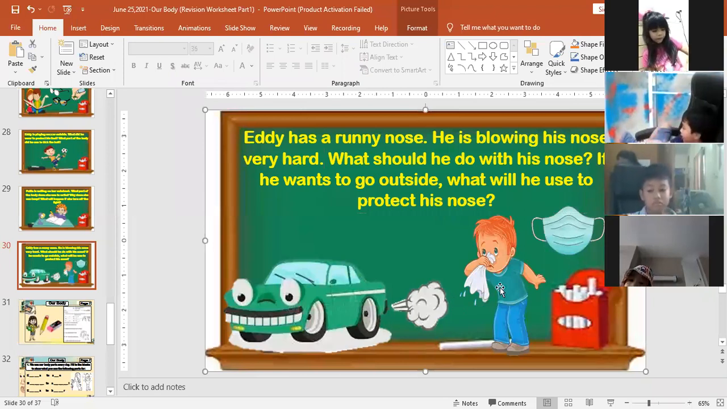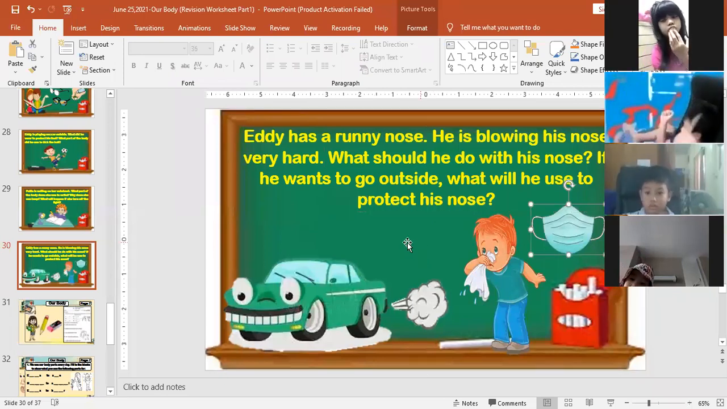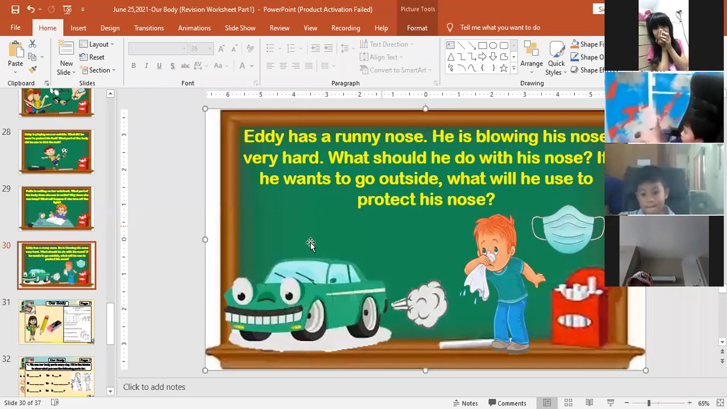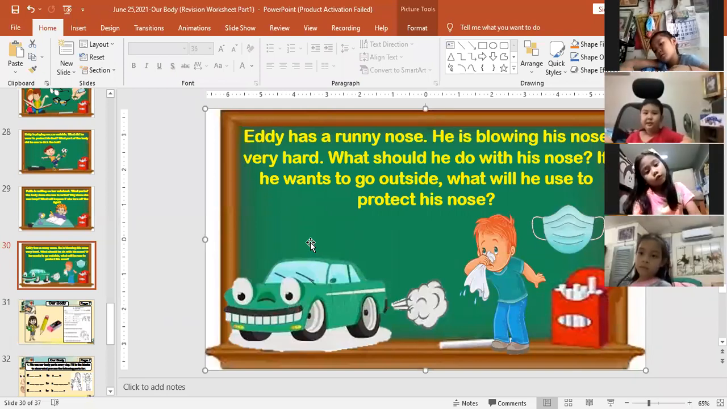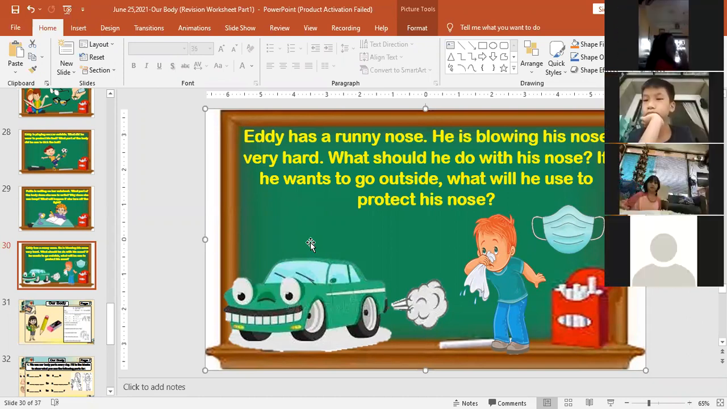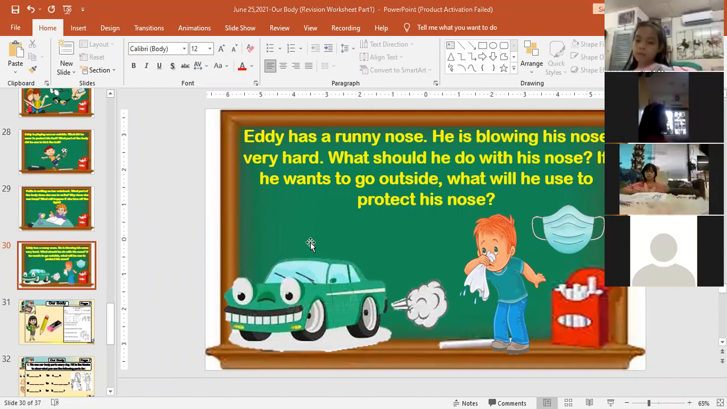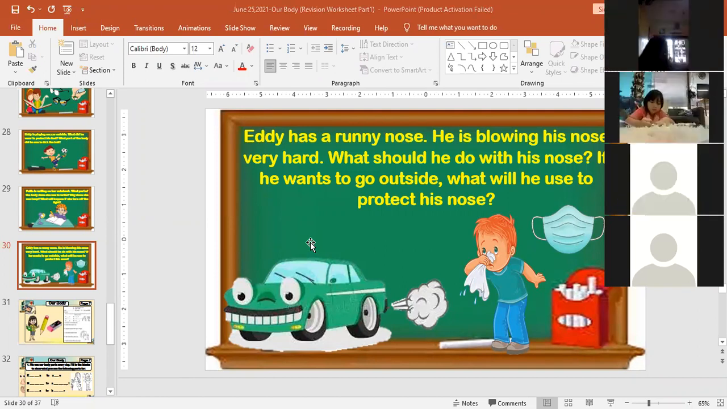You use a mask to protect your nose. How about if you have a runny nose? What will you use to wipe your nose? Clean tissue or clean cloth. Clean tissue. And don't forget to use your face mask.